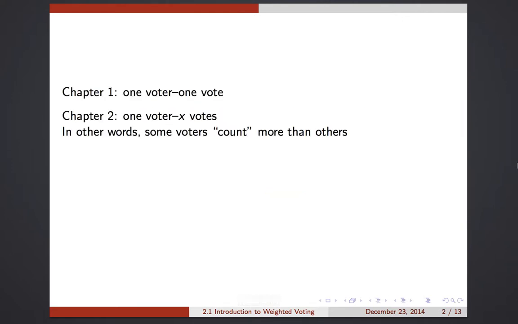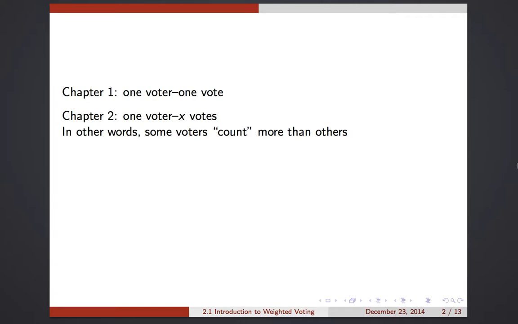So let me give you the basic setup of this chapter in contrast to the previous chapter. In Chapter 1, which we just finished, each voter had one vote. Each voter had the same weight as any other vote, right? Each voter counted the same. In Chapter 2 now we're going to change that. In Chapter 2, each voter can have a different weight from any other voter.